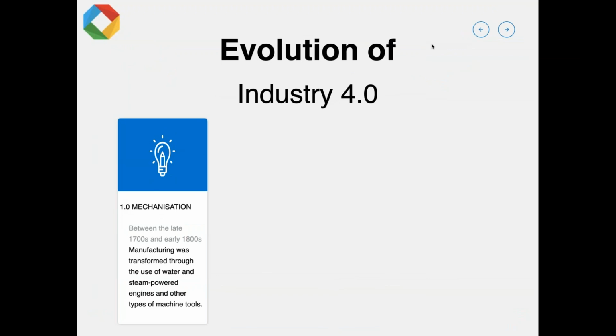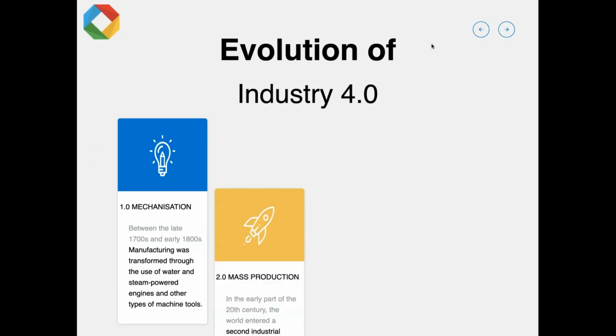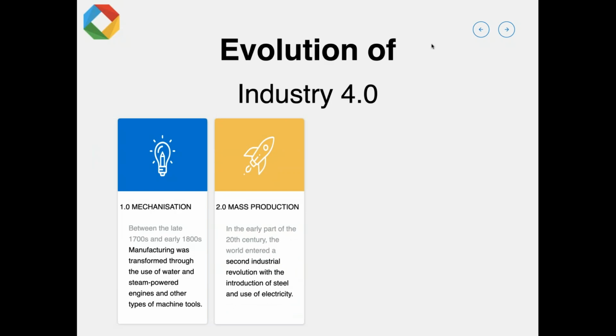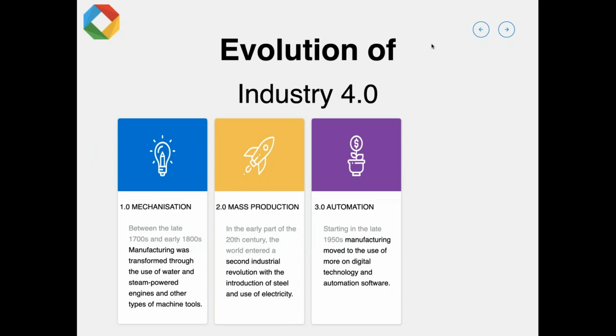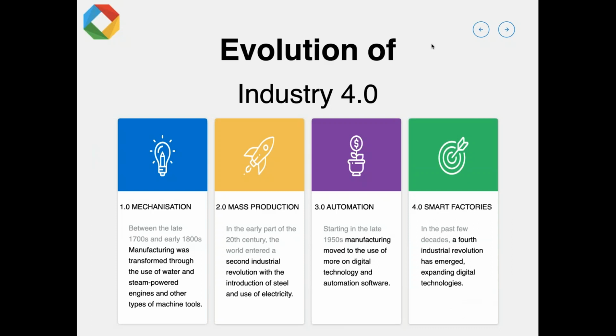The evolution of Industry 4.0. Initially, we started off with mechanization, and manufacturing was transformed through the use of water and steam power. This followed the second industrial revolution, which introduced steel and electricity. The third industrial revolution, which is automation, started in the mid-1950s, and manufacturing was then transformed through the use of digital technologies, automation, and robotics. And this is where a lot of manufacturers currently find themselves.